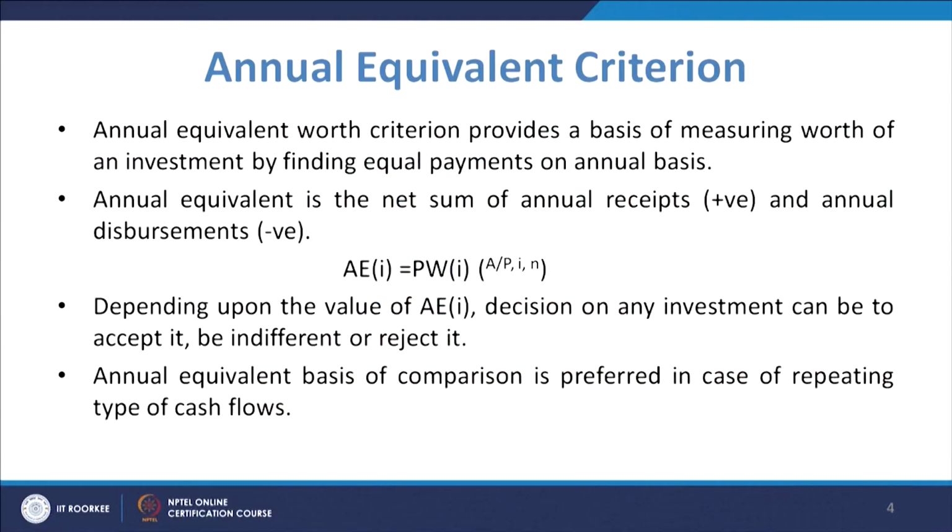We know that by multiplying any payment with the respective factors, like if you have P, you multiply with A by P, I, N, and it will give you the equal annual payment series. So, for any transaction you have to multiply with the respective A by P, I, N factor, and accordingly you will get the equal payment series value. And for the different alternatives, you can have the value of AEI. Annual equivalent is the net sum of annual receipts and annual disbursements.